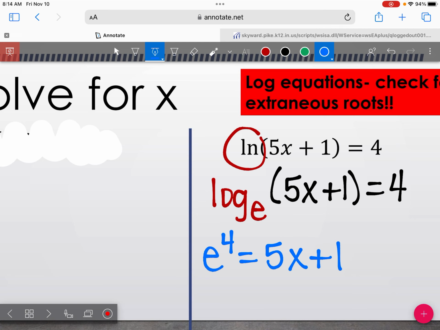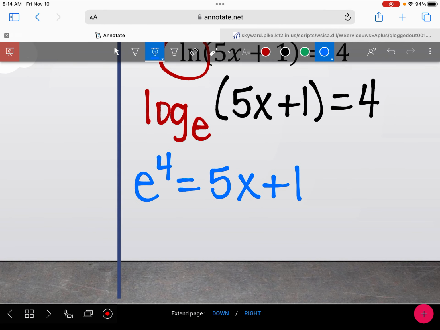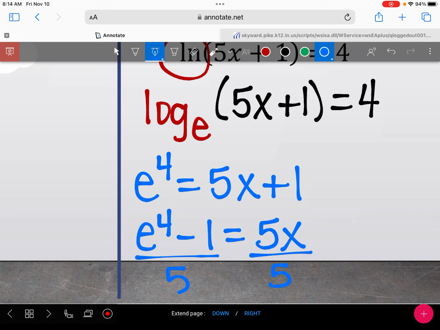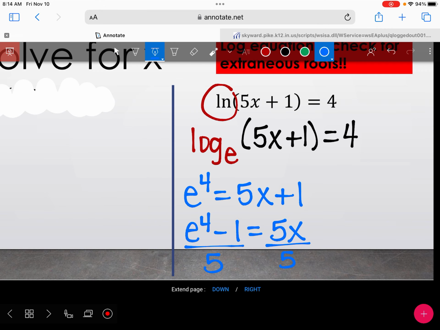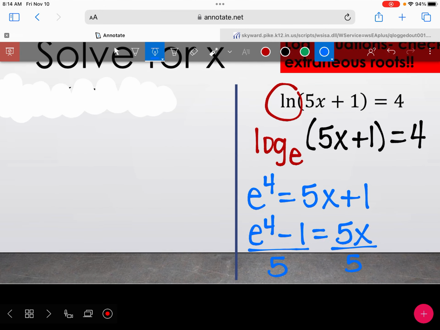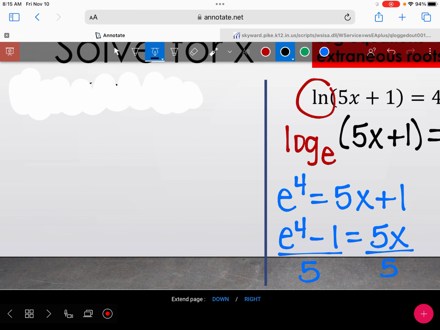All right, so now we're going to solve for x. My next step would be to subtract the 1, so that would be e to the 4th minus 1 equals 5x. And then your last step would be to divide both sides by 5. So it would be perfectly okay if you wrote your answer as x equals e to the 4th minus 1 over 5.